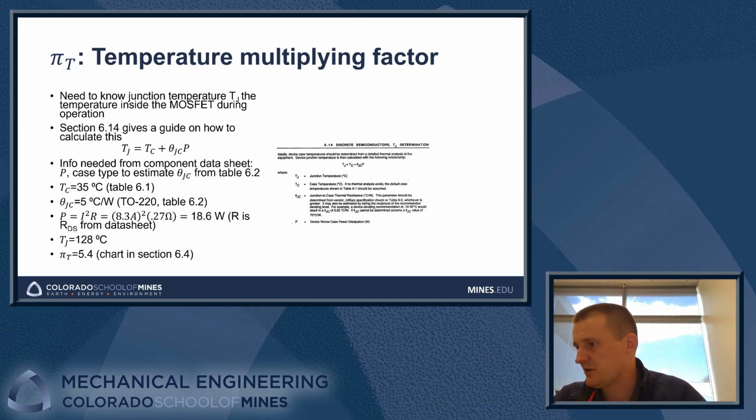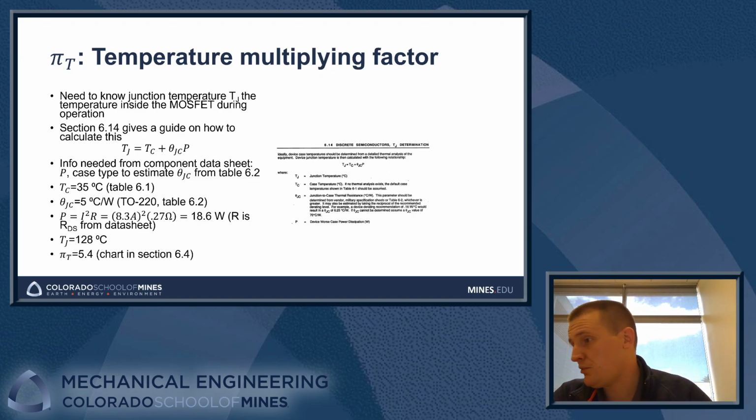That's the resistance the current has to go through when we're switching it. All right, and if we do that, we find our junction temperature is 128 C, which is quite hot. If we follow along with that, it's going to give us a multiplying factor of 5.4, so we're more likely to fail because we're running hot in this situation.